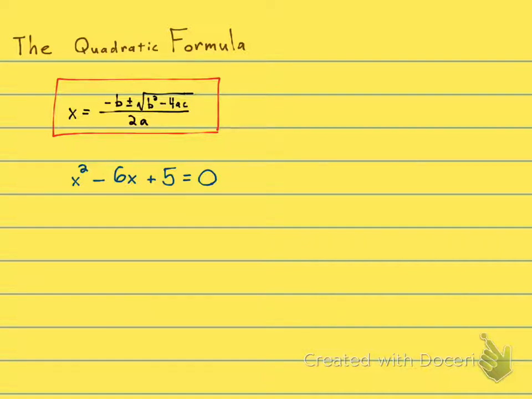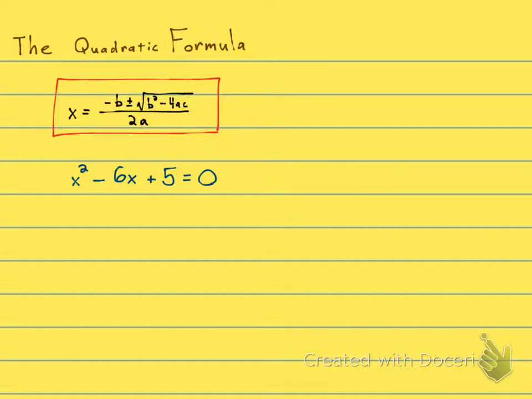What it's going to do is give you the answers for a quadratic equation without having to factor and without having to use the square root property. All you have to do is plug in all of the A's, the B's, and the C's. Once you plug them in, use your calculator, and you'll get your answers.